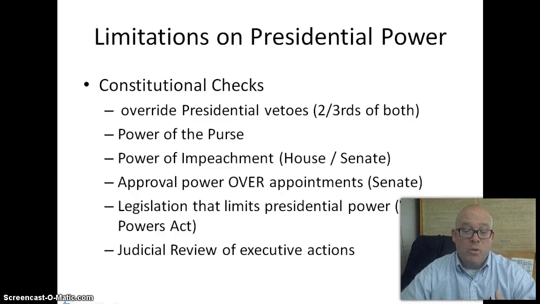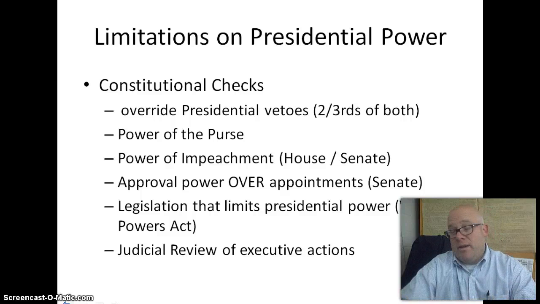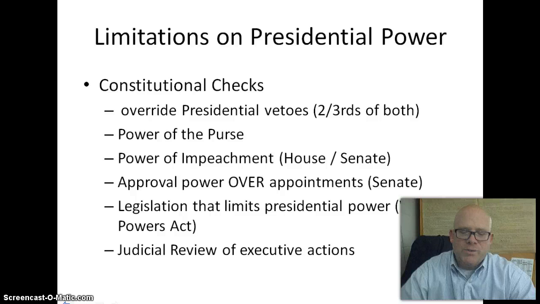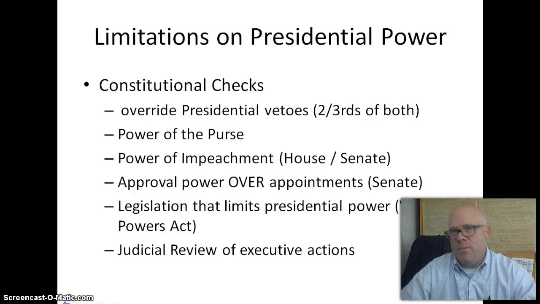The Senate has final authority over all of the president's appointments, which is another great check. There also are laws: Congress can pass legislation that limits presidential power. Again, the great example and the real example of that is the War Powers Act. And of course, the Supreme Court can review any actions of the president and deem them unconstitutional also.